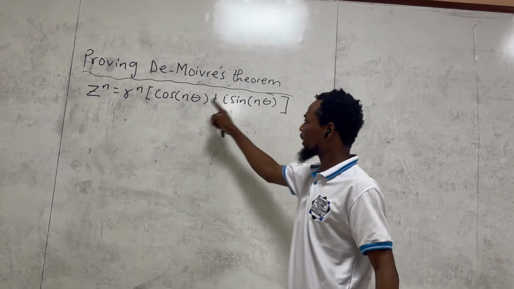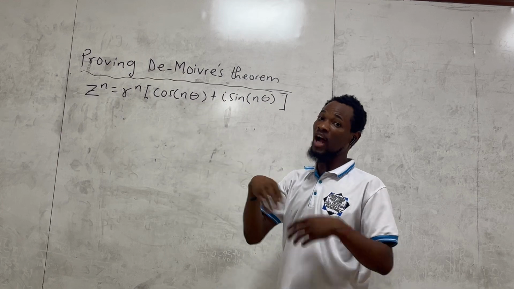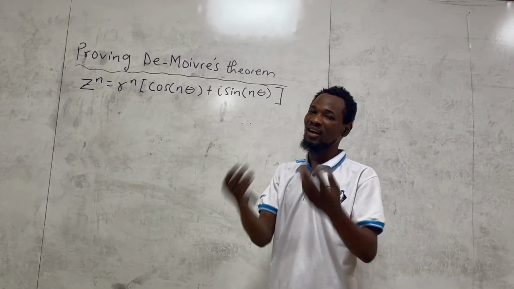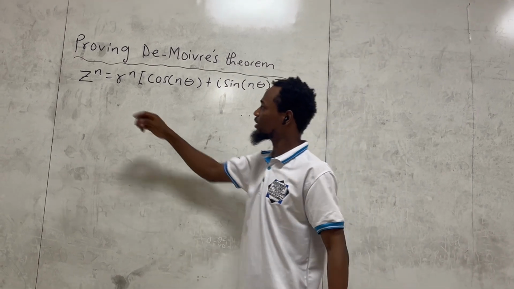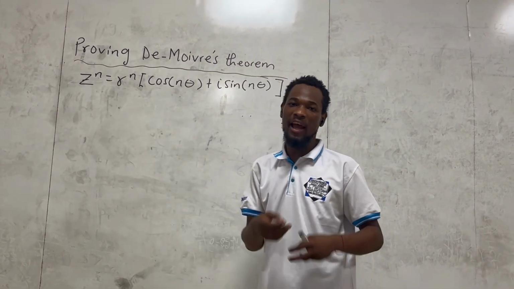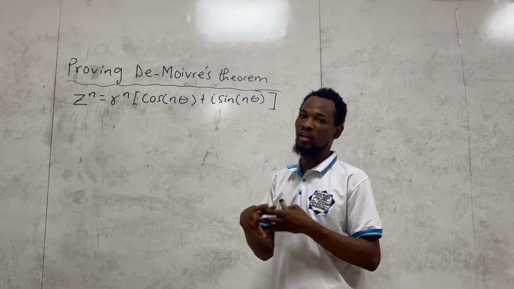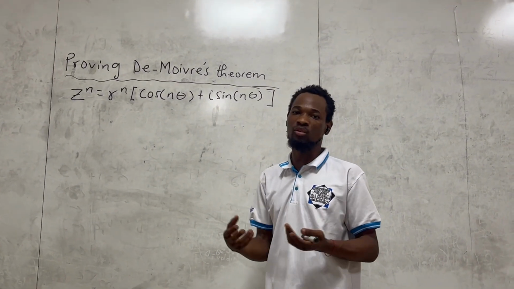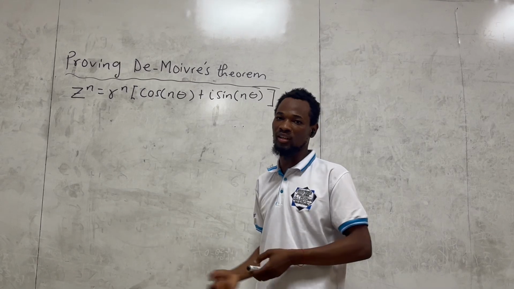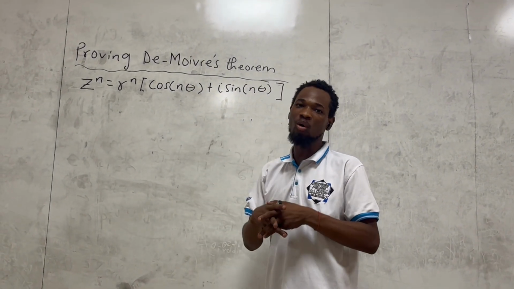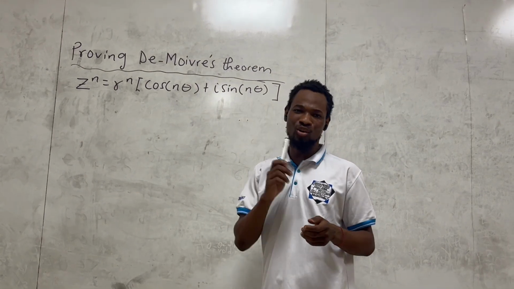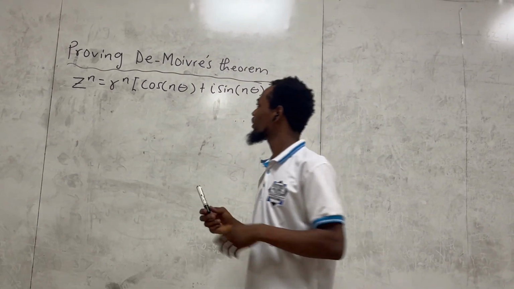Where theta is the argument, or the reference angle, or your true angle, okay? And n denotes the exponent. So n is just a set of real values, any integer at all. And z is your complex number and r is your modulus, okay?